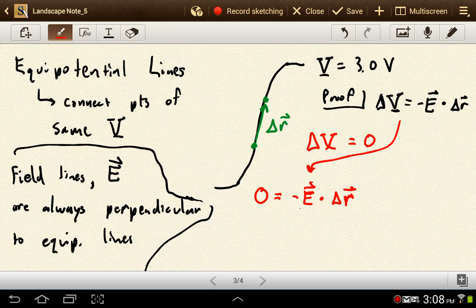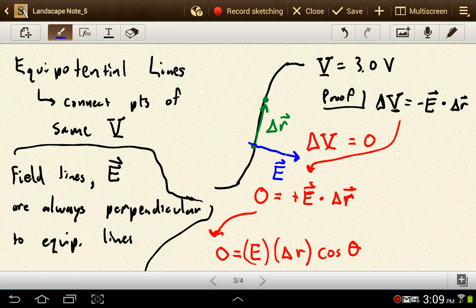So here, what we can see is that the dot product of the electric field and the displacement is 0. If your voltage stays the same, the dot product of these two must be 0. The negative sign doesn't change things, because negative 0 is 0, so we can just make that positive if we like. If we look at the interpretation of the dot product, 0 is going to be the magnitude of the electric field, times the magnitude of your delta R vector, times the cosine of the angle between them. Let me draw this out: your electric field goes like this, and this angle here is theta, the angle between the electric field and delta R.